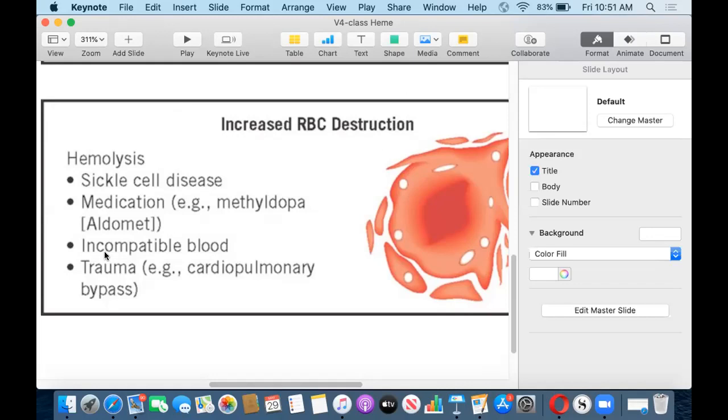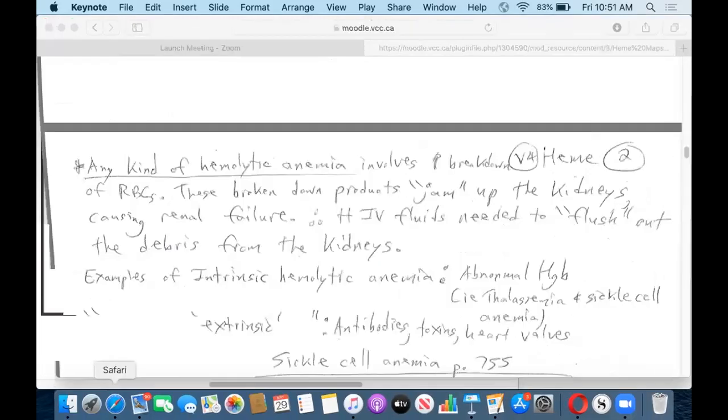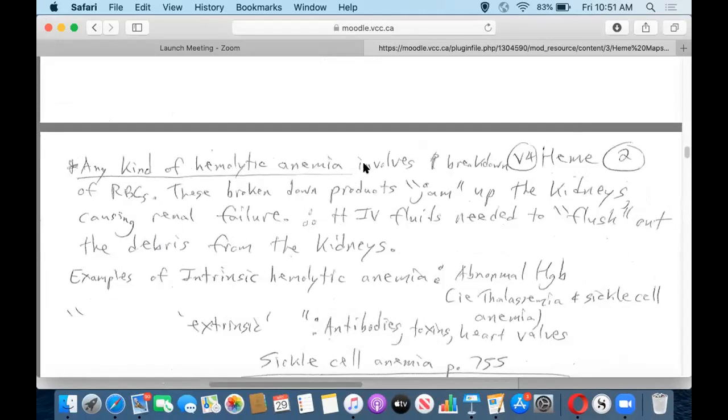Okay, so now if we go to the maps, just to talk about this in word form, map number 2 has a nice explanation from your textbook. Remember that when we have increased breakdown of cells, that debris, if it's in excessive form, can jam up tubules in the kidney and cause kidney failure. The best way to solve that, if we get to it early enough, is to flush the kidneys out with IV fluids. When I say early enough, I mean before it causes serious kidney injury.